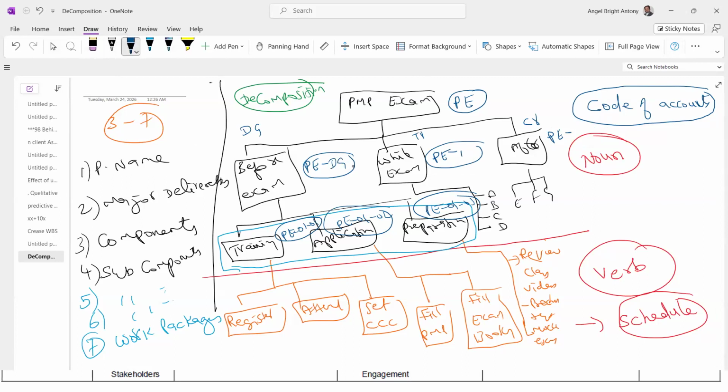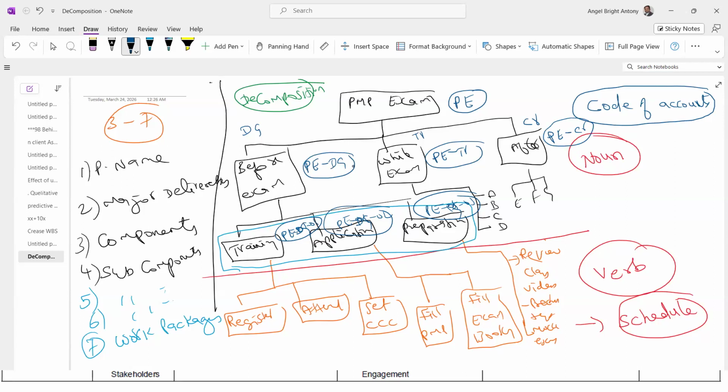P-DG, P-TR, P-CR. So same thing, and it goes here, it will be P-DG-D01, DG. So everybody in the organization knows DG means design component. Okay, design component under PE, for project PE, PMP exam in this case. Easy to align.